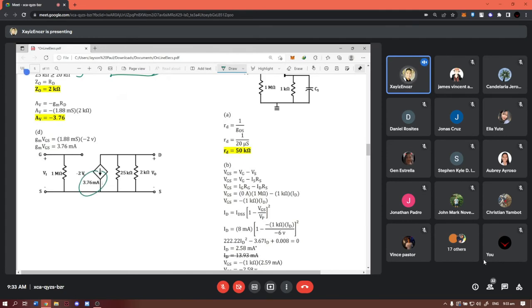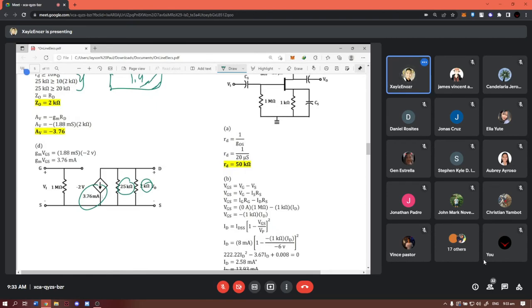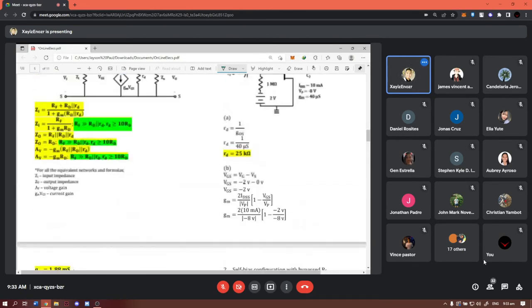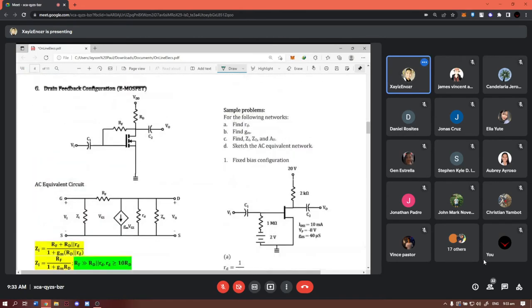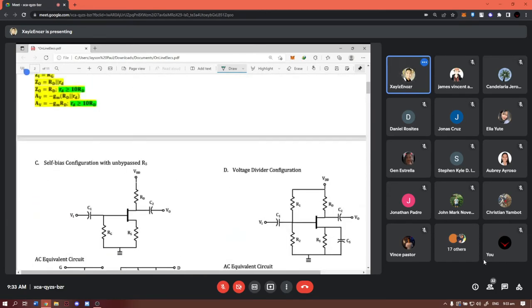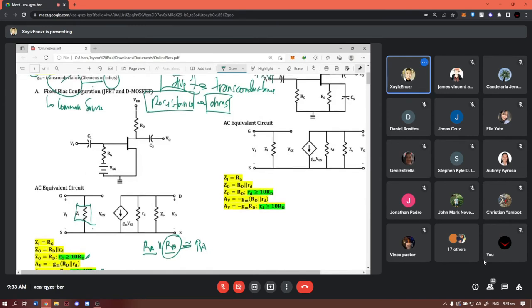Then, 25 kilo ohms. Ito yung RD natin, drain dynamic resistance. Then, 2 kilo ohms. Ito yung ating drain output impedance. So, lalagay mo lang naman siya sa circuit natin, sa equivalent circuit. So, that is for fixed bias. Okay? Fixed bias na common source.